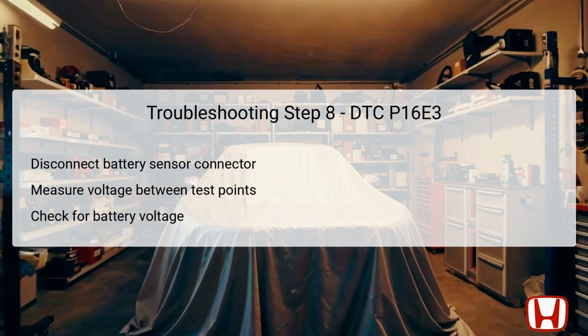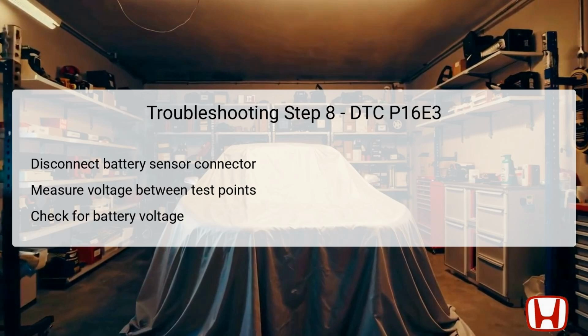Step 8 involves disconnecting the battery sensor 2P connector to prepare for a voltage measurement check between specific test points. Under the condition of the ignition switch in the lock position and with the battery sensor disconnected, measure the voltage between test points 1 and 2. Test point 1 corresponds to battery sensor connector number 1, commonly recognized by a white wire, while test point 2 will be connected to body ground.